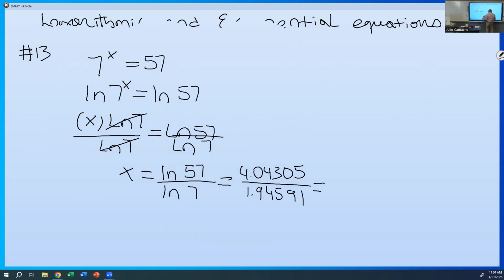They're asking this question very specifically, that you need to round to 2 decimal places. So I round my answer to 2 decimal places, and x is equal to 2.08. And that is rounded to 2 decimal places. So that will be question number 13.